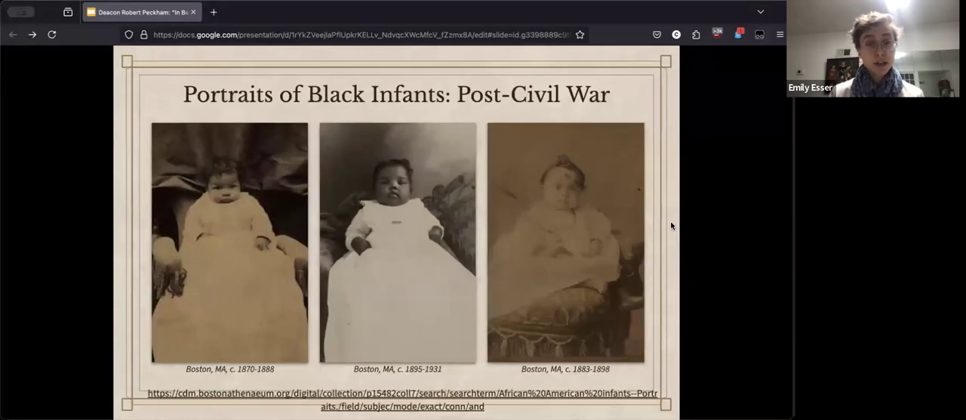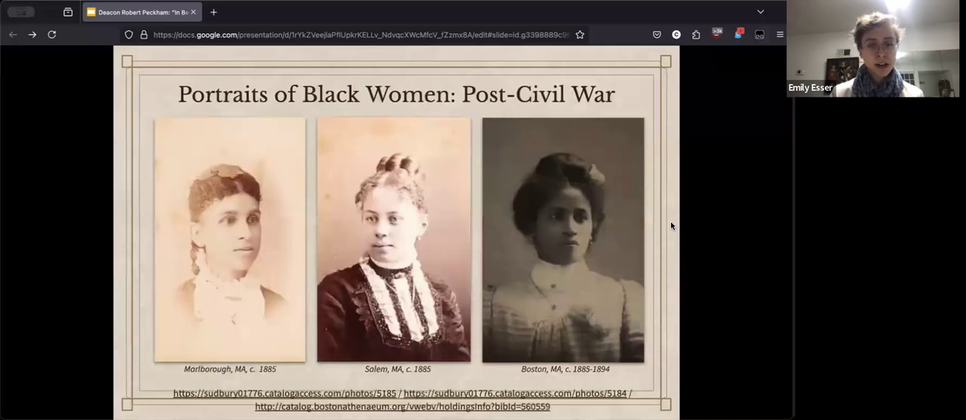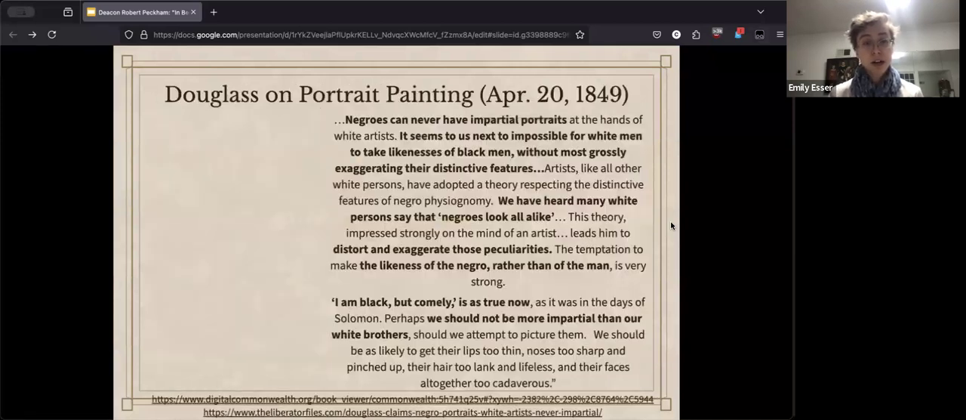Here are some portraits after the war of little babies, young women. We don't have a portrait of her. It seems unlikely Peckham would have painted her, probably for her own safety. Obviously, you wouldn't want a record that she was there.